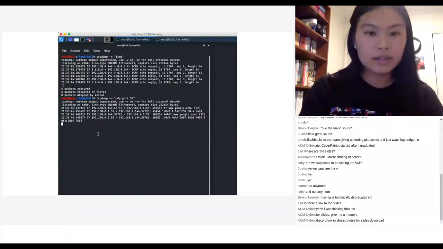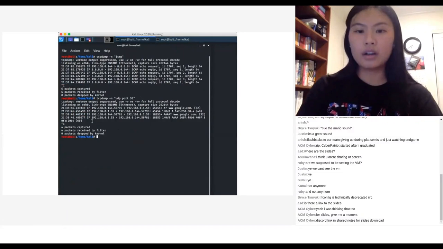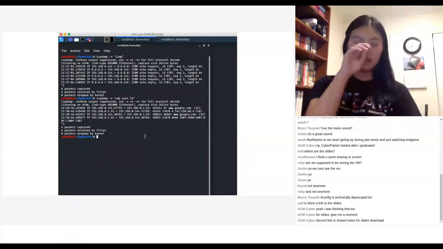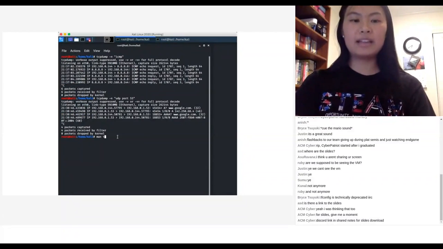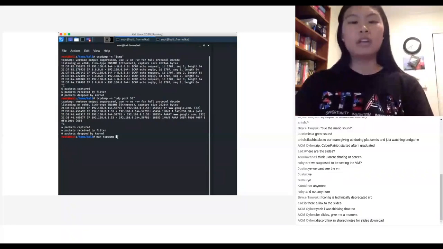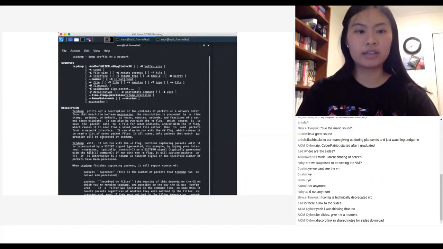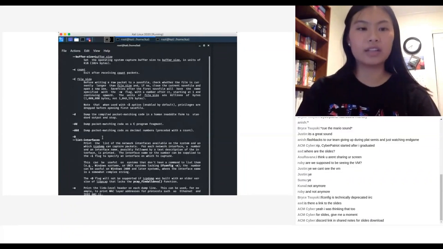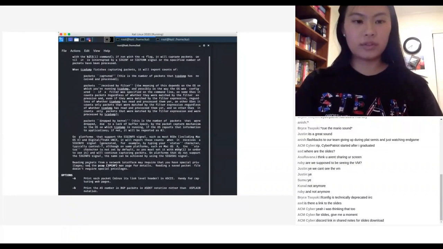Okay, so now you see here, it generates the traffic. If you're stuck on commands, a cool tool to use is man. You can man tcpdump, which is basically the manual, and it'll give you information. You can read through it and find certain flags that you want.